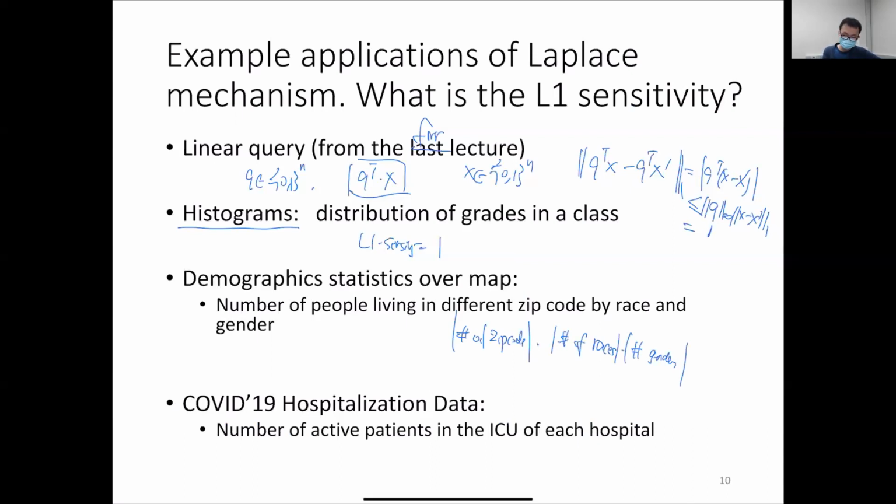So what is the sensitivity? What is the L1 sensitivity here? Can someone just tell me? 1 as well, right? Why is that?